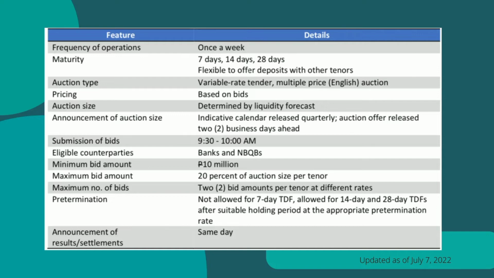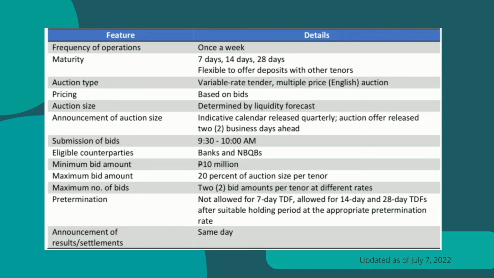And auction size is determined by the liquidity forecast. And then, the announcement of auction size is an indicative calendar released quarterly. Meaning, it is not definite, or there may be sudden changes in the schedule. While the auction offer is released 2 business days ahead. The submission of bids can be done between 9:30 to 10 a.m. And the eligible counterparties are the banks and the non-banks with quasi-banking functions.